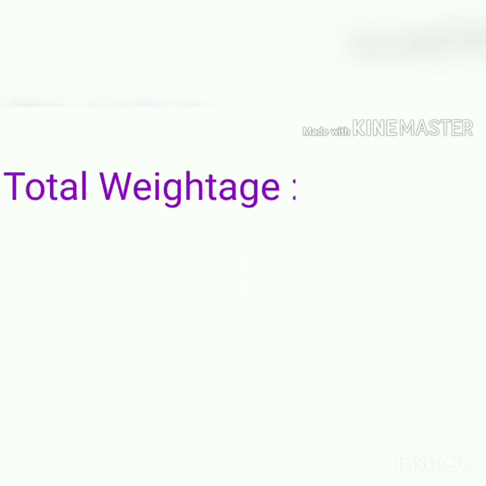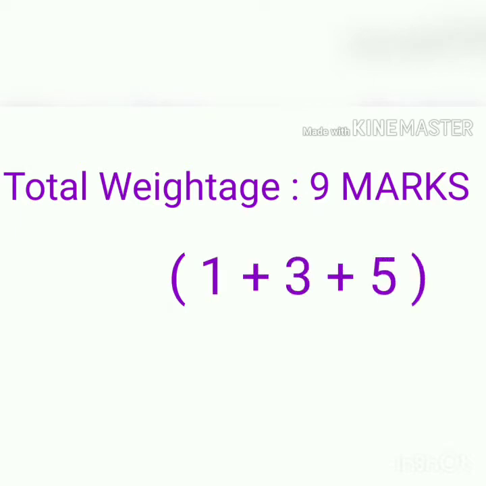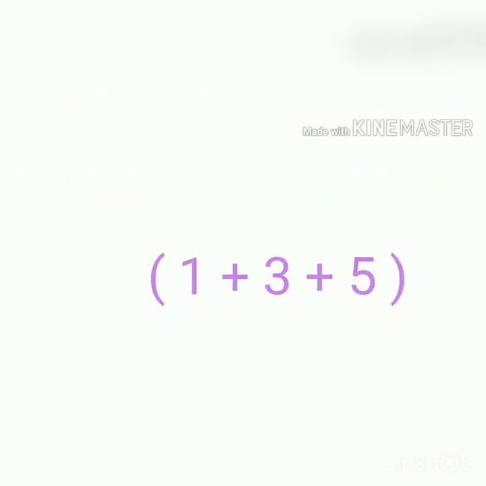So let's get started. First, the total weightage of this chapter is 9 marks. Guys, 9 marks you can score very easily. And how is this possible? I'll tell you further on, so watch the video till the end. Now, how is it allotted? It is 1 plus 3 plus 5. So you have a 1 marker, a 3 marker, and also a 5 marker. Let's see what questions can be asked in the 1 marker, 3 marker and 5 marker.